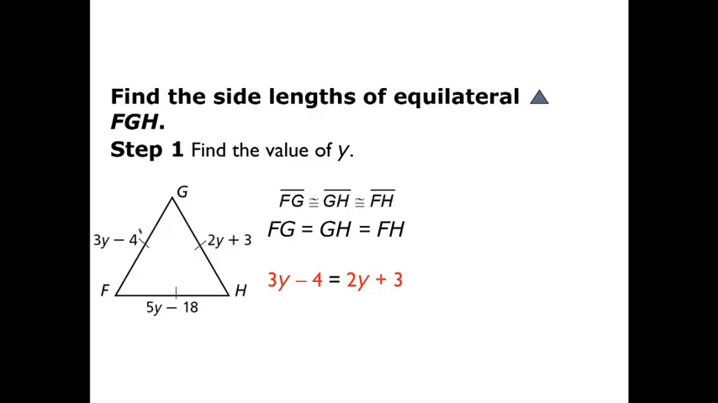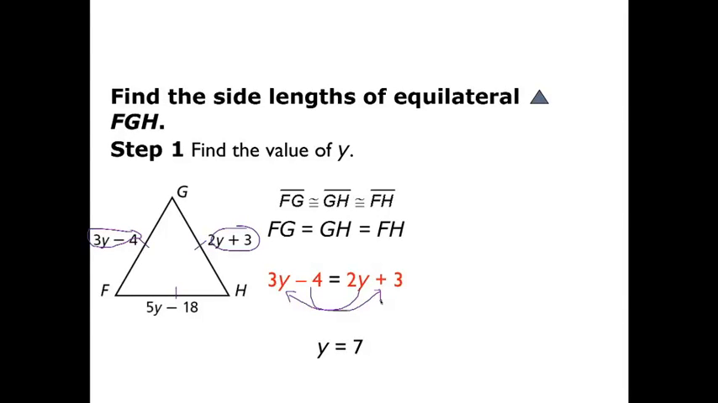So what I've got here is side FG and side GH. I've set those two equal, but I could have picked FH and GH and set those equal, or I could have picked FH and GF and set those equal. It would have given me the same answer either way. So real quickly here, I'm going to subtract 2y, and I'm going to add 4. So I'm going to get y is 7.